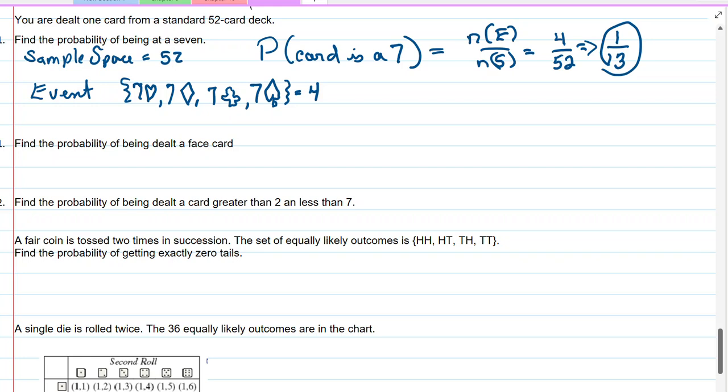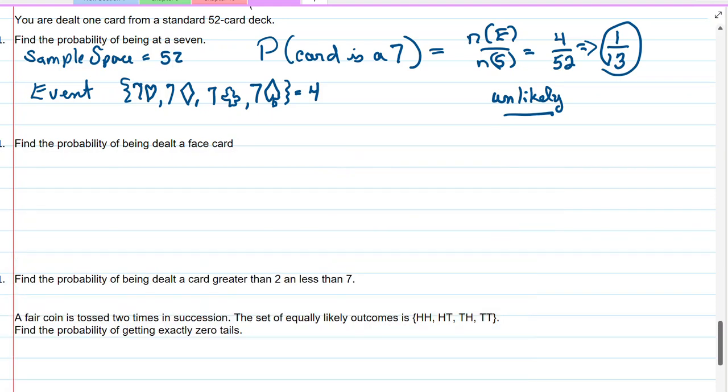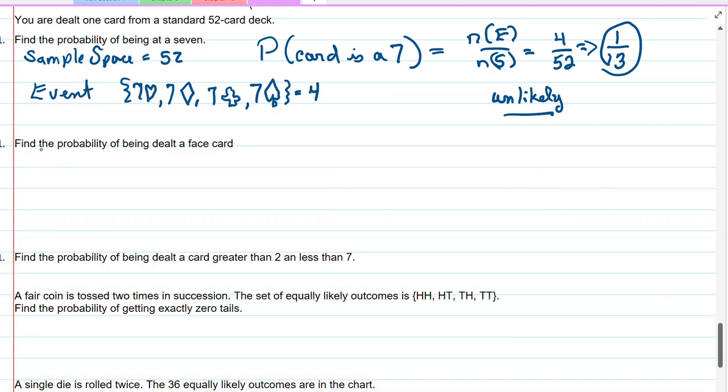So, is it likely or unlikely? Or is it 50-50? Or is it a certainty? Well, this is unlikely. Doesn't mean you can't get it. It's just unlikely that we'll draw it. So here we had find the probability of a face card. Okay. So in this case, our sample space is still 52. Our face cards, our event, 12. Because on our chart, I showed you it was 12 face cards.